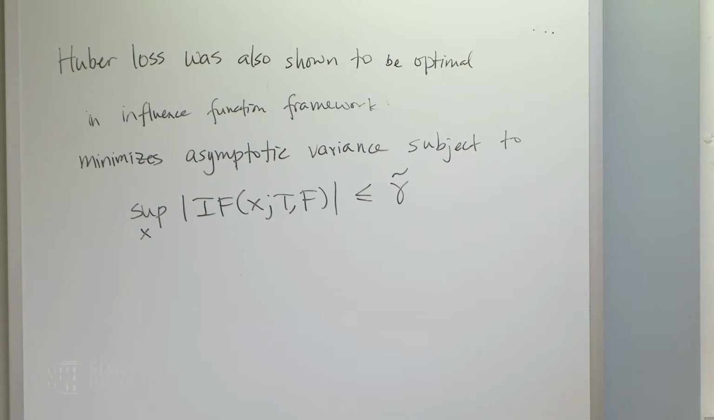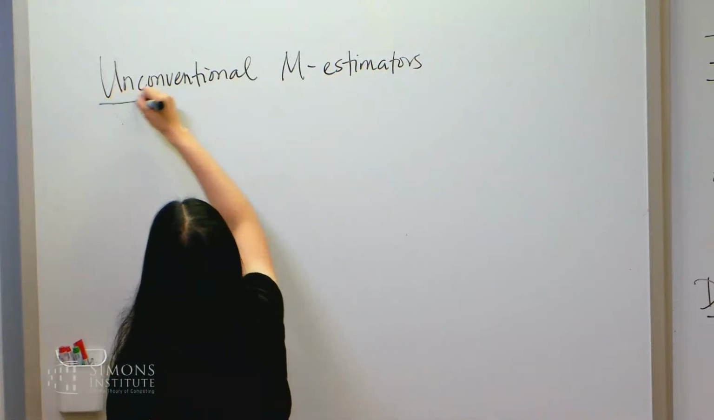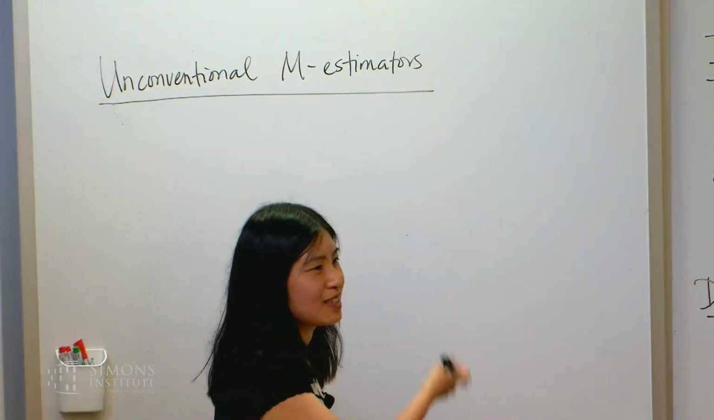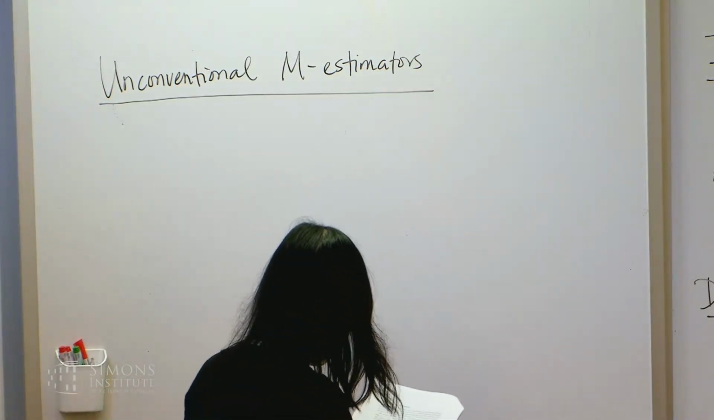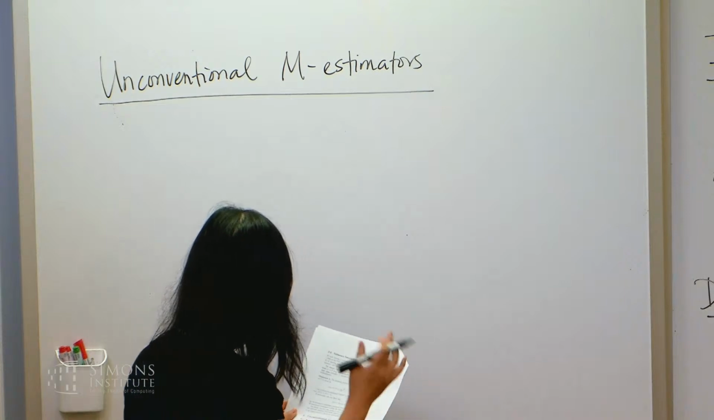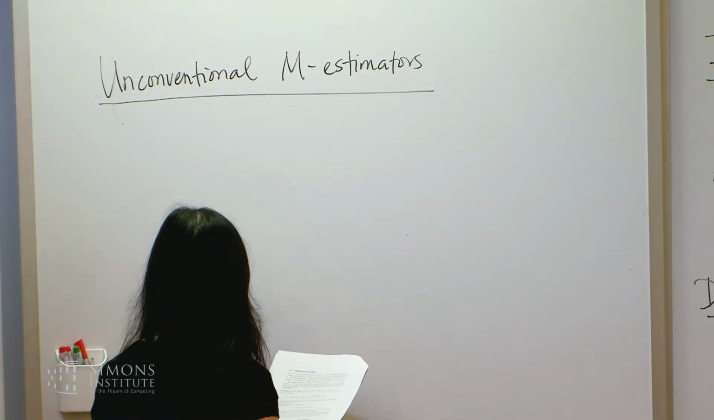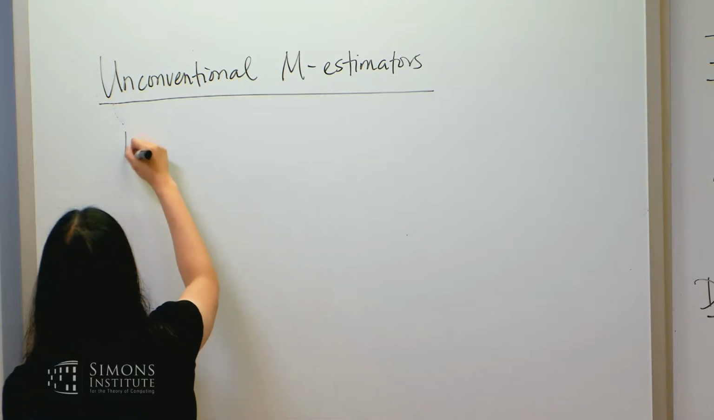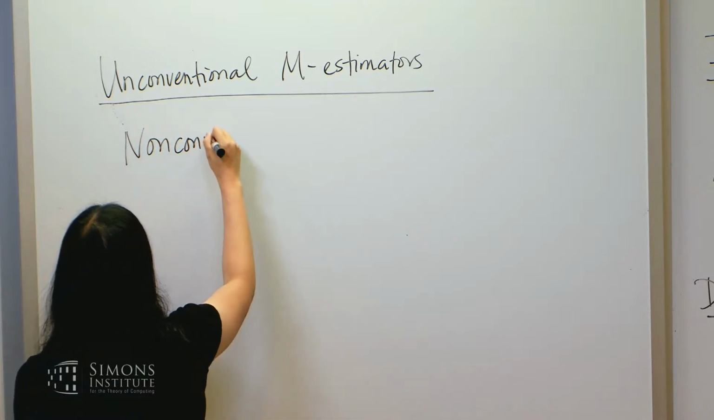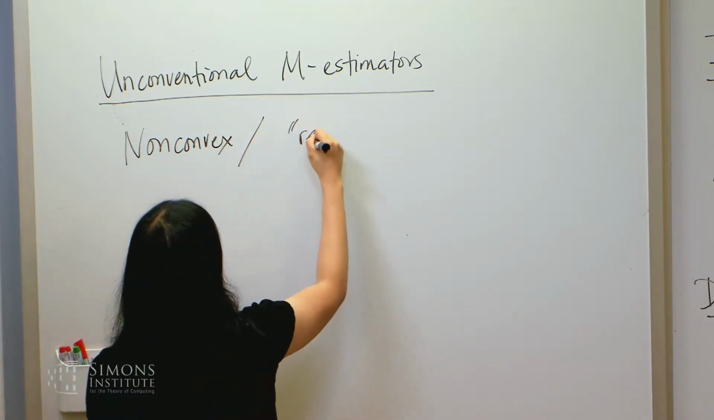Okay, so now let's say a little bit about unconventional M-estimators. By unconventional, I mean now let's move away from this nice, convex, differentiable loss and all that. The first thing is just a comment, again, to place things into historical perspective. So just a word on non-convex or so-called redescending M-estimators.